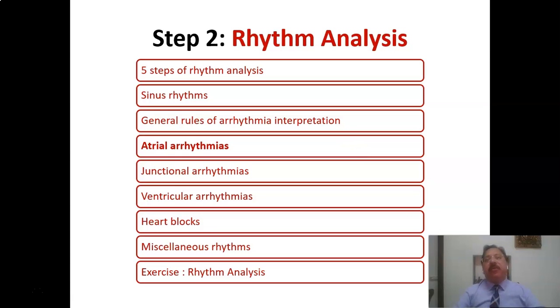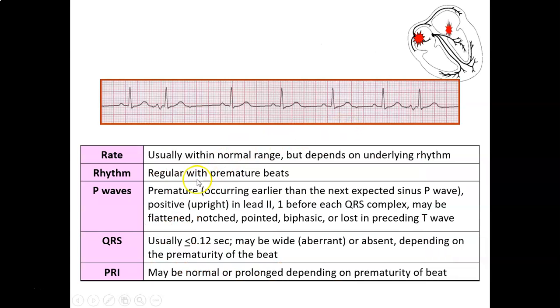So we'll apply these 5 steps of arrhythmia interpretation and the general rules of arrhythmia interpretation in the coming slides. So let's start with the first, with the top story, that is the atria. Look at the rhythm strip here very carefully. The rate seems to be normal. Rhythm here is occasionally irregular. You see the RR distance here and here are variable. So this rhythm is irregular.